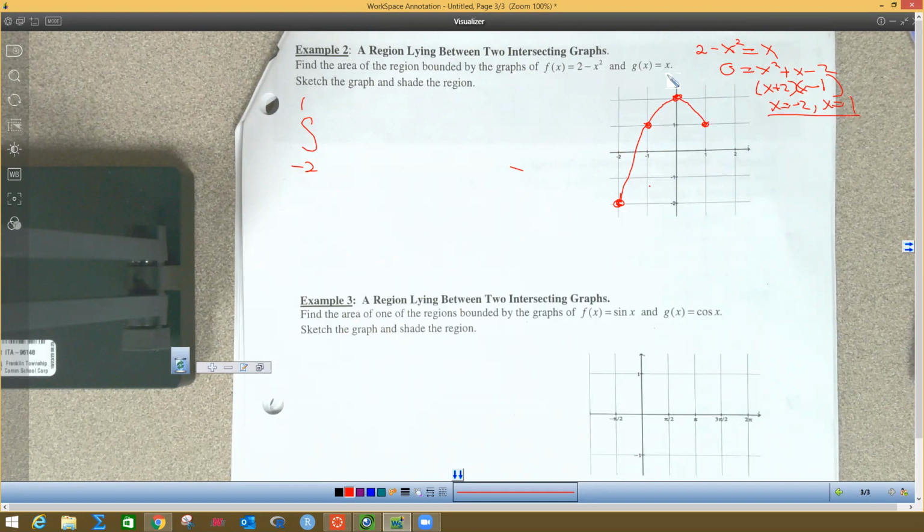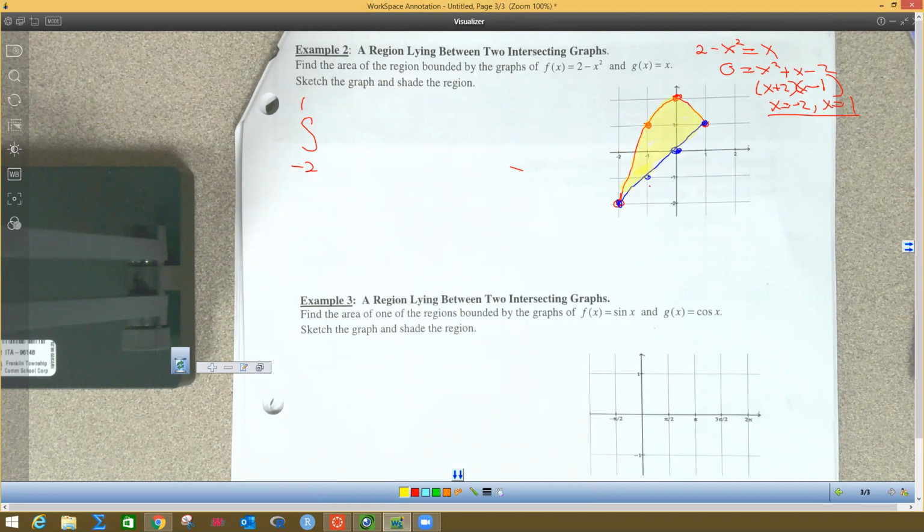And then I want to graph a line g of x equals x, which is y equals x. So you plug in 0, you plug in 1, you plug in negative 1, you plug in negative 2, and you get this. And again, this line keeps going, but this is the only part I worry about because it's where they intersect. So the shaded part I'm finding is this part in here. This is the area that I'm looking for.